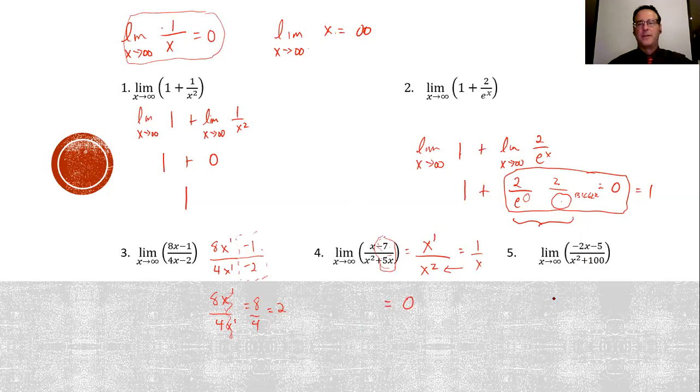This one's not much different. The highest power on the top is a power of 1, so that will give us a negative 2x for that term. On the bottom is x squared. And so again, the fact that this is negative really isn't significant, because whether you're going to positive 0 or negative 0, it just goes to 0. And that's all you need to know.